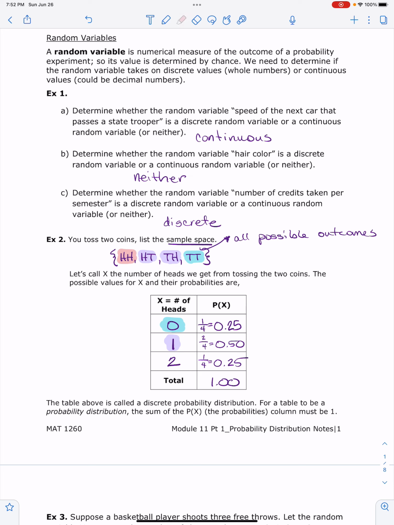Okay, and here is what is important for us. This table is called a discrete probability distribution. For it to be a probability distribution, the sum of the probabilities must be 1. So just a reminder, our notation here, P of x, means the probability of x.